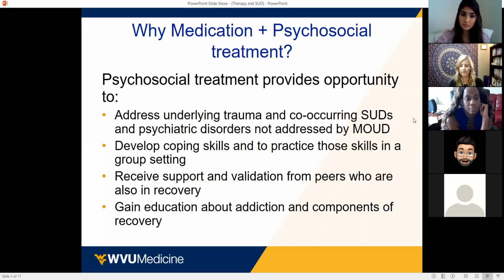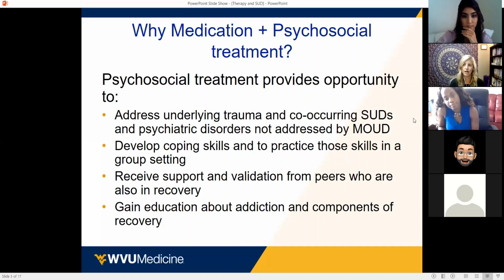So, for example, it helps them address the underlying trauma that's occurred for so many of them, as well as other co-occurring disorders that aren't going to be addressed just by the medication alone. It helps the patient learn about and develop coping skills, which they can do both in an individual or group therapy setting. As I mentioned before, that support, the validation, the accountability they receive from their peers is immensely helpful. And in all of those modalities discussed, we have the opportunity to provide education about addiction and recovery all along the way. Next slide, please.